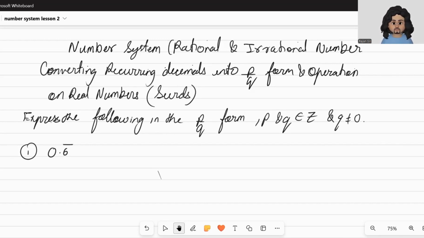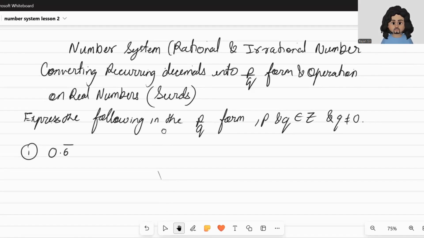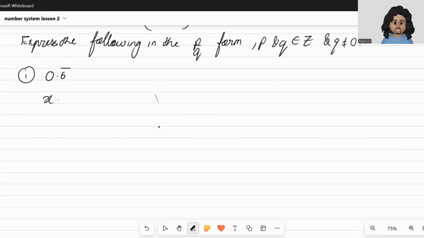In this type of particular question, you need to understand where exactly is the bar on the decimal point. So in this case, we have to take this as x. So we have x is 0.6 bar. So we can say let x equals this. Take this as equation number 1. Now, there's a bar on only one decimal, so you need to multiply.